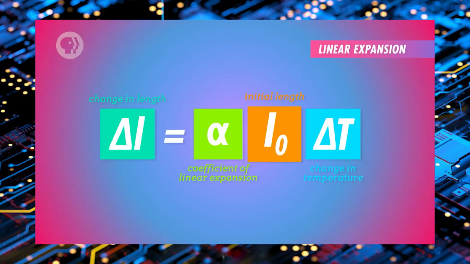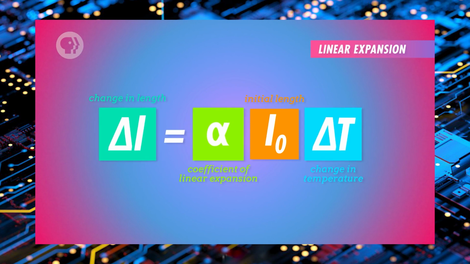So let's break that equation down to see how it works. The longer the bridge is to start with, the more it will expand or contract, and the greater the temperature change, the more it will also expand or contract. The only other thing that the change in length depends on is that coefficient of linear expansion, represented by the Greek letter alpha. The value for that coefficient depends on the material, and the higher the coefficient is, the more the length of the material will change in response to a change in temperature.